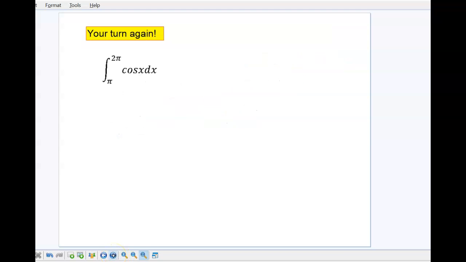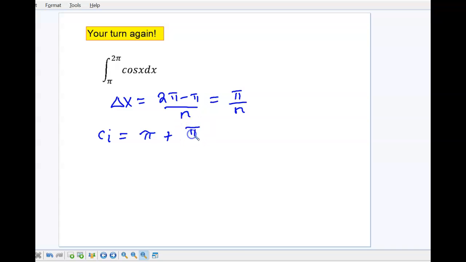Okay, one more to try. So again, pause the video and see if you can give this one a whirl. Okay, again, finding delta x is going to be b minus a over n, which ends up being pi over n. c subscript i is a plus delta x i, so it's pi over n times i.